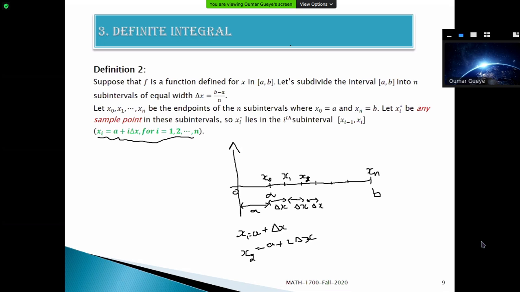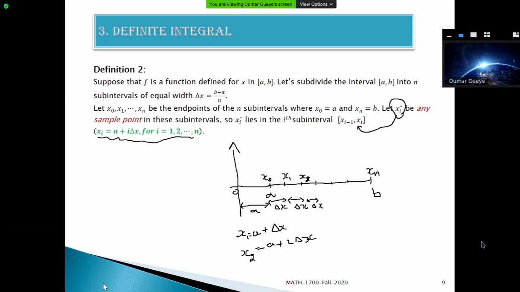Now, the new thing here is, from each of these subintervals, we are going to pick a number called xi star. You can see here, xi star, this number is obtained from this interval. So when i equals 1, you get the first subinterval, which is x0, x1. And you will pick there the x1 star.